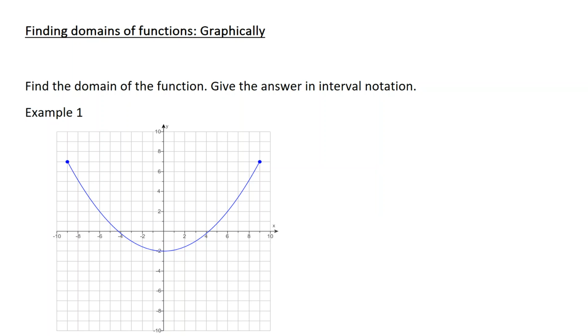Sometimes you're asked to find the domain of a function given the graph of the function. It's a little different. All we have to do is just look at the graph and get the answer. So for example 1, we're looking at this function.